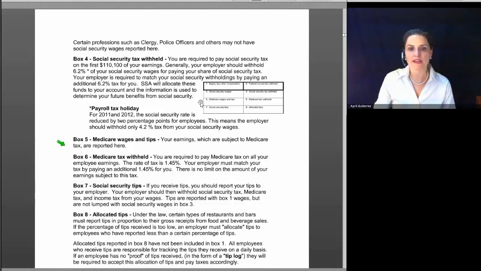Box 5 is where Medicare wages and tips are reported, and Box 5 really has no limit. All taxable compensation of the employee typically is subject to Medicare tax, and it never caps out.